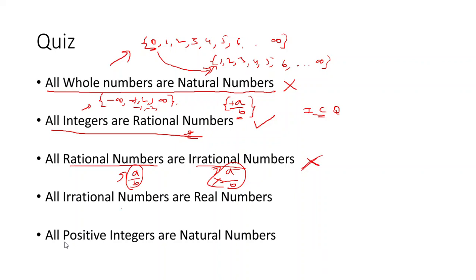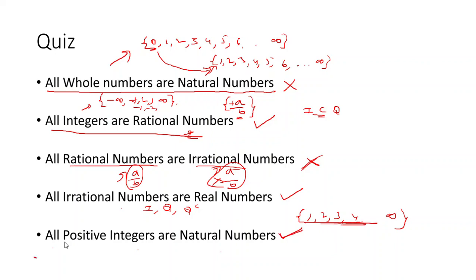All irrational numbers are real numbers. This is true because the real number set consists of all integers, all rational numbers, and all irrational numbers. All positive integers are natural numbers. This is true. The natural number set consists of 1, 2, 3, 4, and so on. These are all positive integers, and that's why this statement is true.